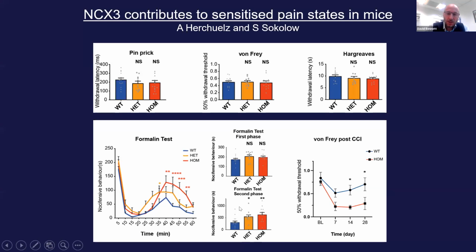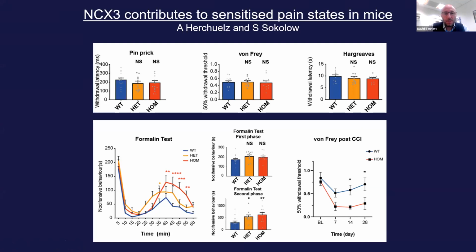We could then also look at a model of nerve injury, which we call chronic constriction injury, which is a cuff or a number of sutures placed around the nerve, and then look at the response to mechanical stimuli, which is sensitized in wild-type mice, but even more sensitized in those mice lacking NCX3. So what we're finding is a lack of NCX3 is associated with enhanced pain-related behavior in more tonic models of pain in the mouse.